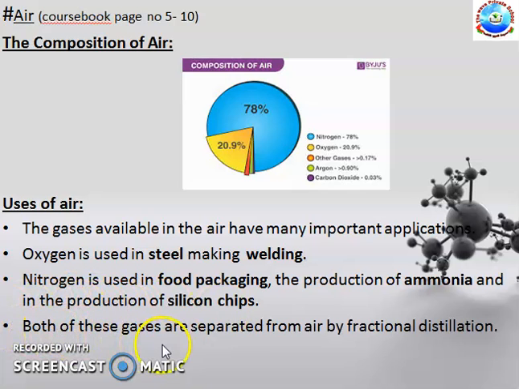Last one, both of these gases are separated from air by fractional distillation. Now see student, these are gases at the end, oxygen and nitrogen. And of course, gases are not seen. You cannot distinguish them, because to distinguish any object, it should have some color or some shape. But gases don't have that, but they can be separated from air by fractional distillation. So we are going to see that part in our next video.